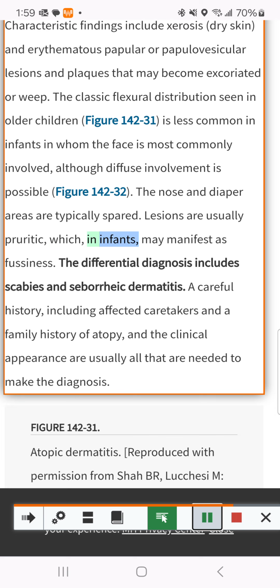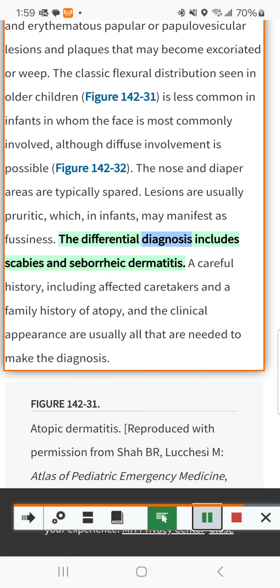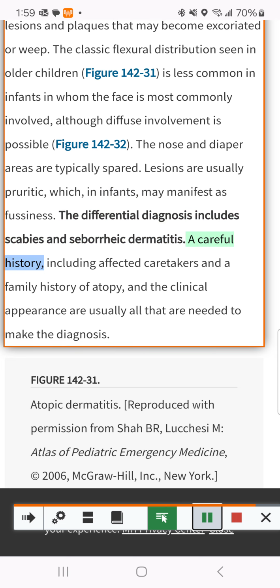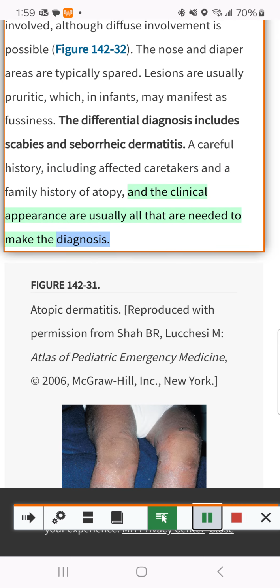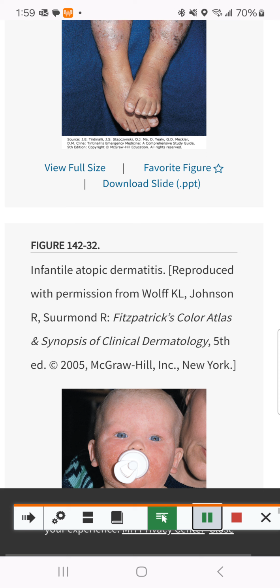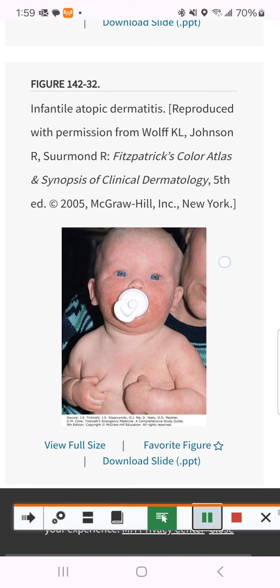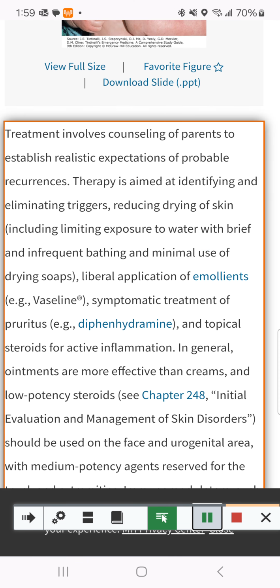Lesions are usually pruritic, which, in infants, may manifest as fussiness. The differential diagnosis includes scabies and seborrheic dermatitis. A careful history, including affected caretakers and the family history of atopy, and the clinical appearance are usually all that are needed to make the diagnosis. Treatment involves counseling of parents to establish realistic expectations of probable recurrences.